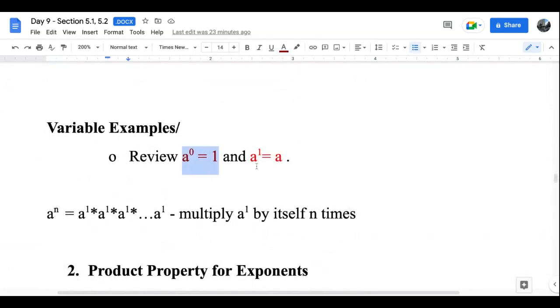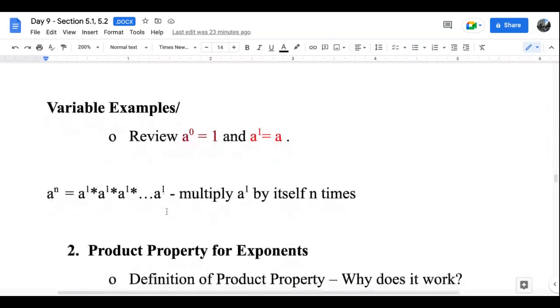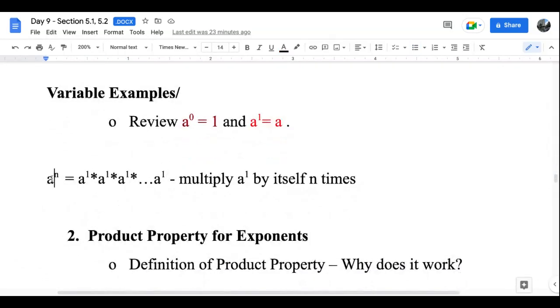Well, a to the 0th power equals 1, a to the 1st power equals a. A to the nth power is n copies of a multiplied by each other.